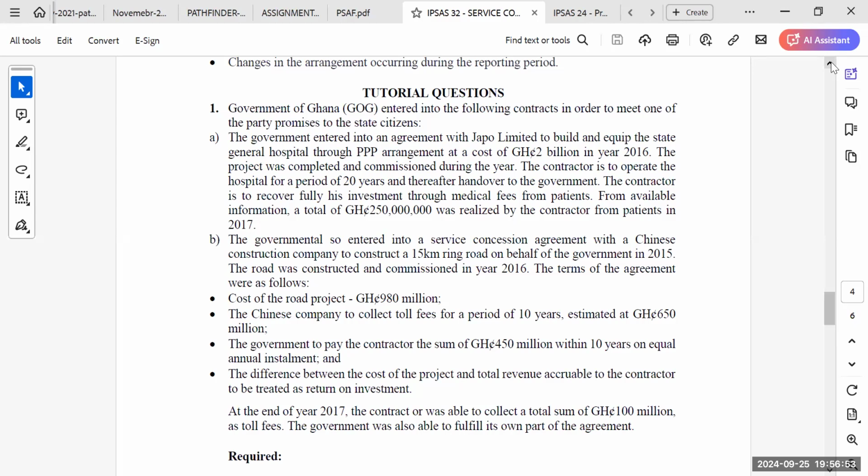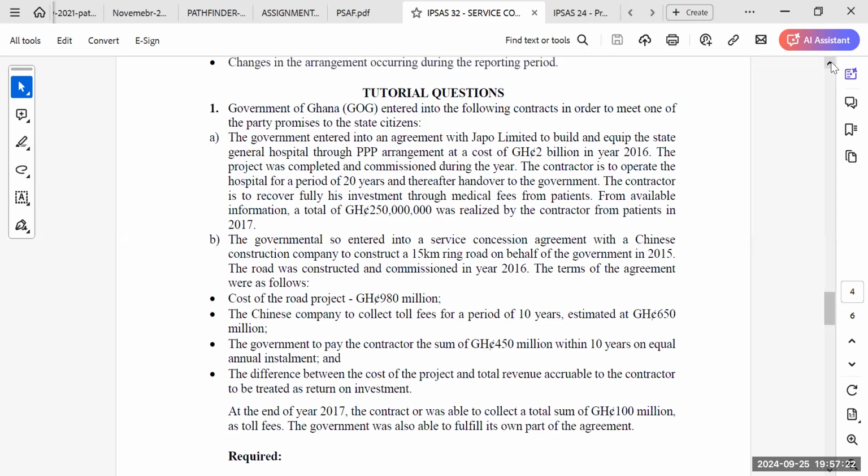The contractor is to recover fully his investment through medical fees from patients. From available information, a total of 250 million was realized by the contractor from patients in 2017. So let's assume that everything happened in 2017. I should have edited the date; it should have been 2017.